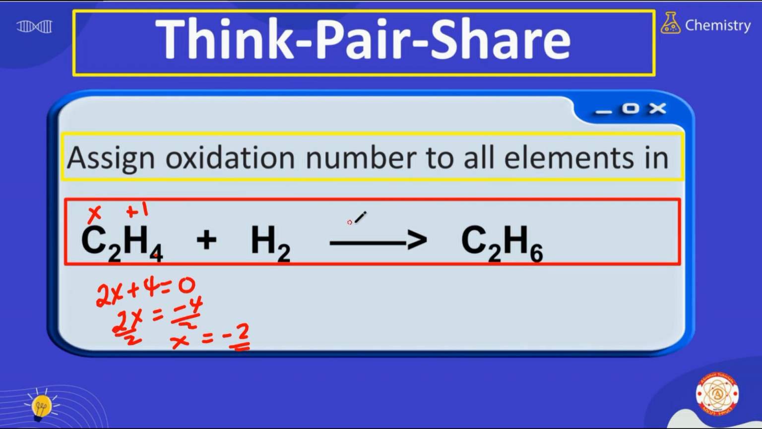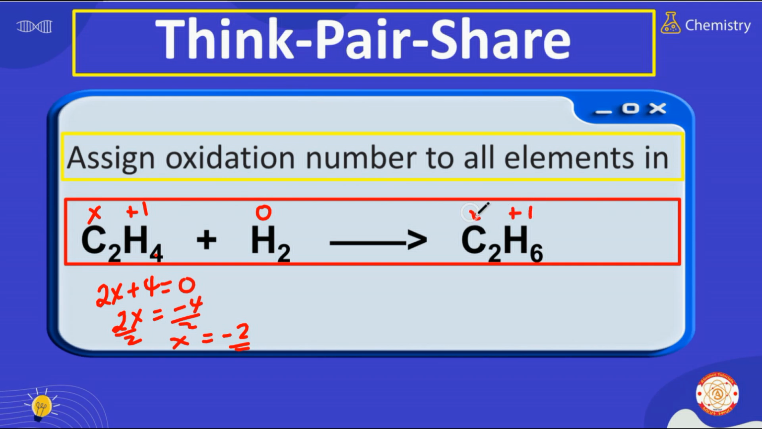What is the oxidation state of hydrogen? So remember, this is elemental hydrogen, meaning it is bonded to hydrogen by sharing electrons, not losing or gaining. Therefore, the oxidation number of hydrogen is 0. So similarly, what is the oxidation number of hydrogen in this molecule? In this molecule it is +1.